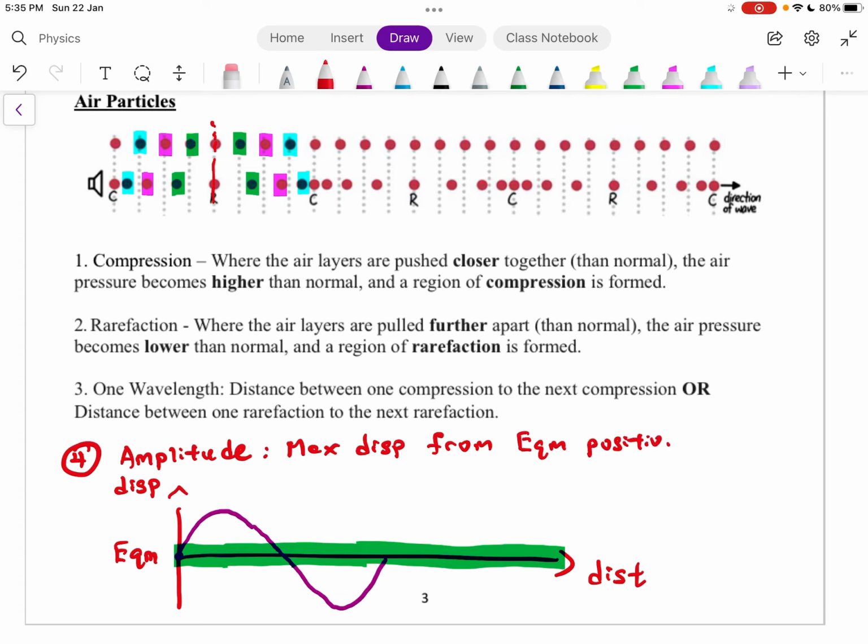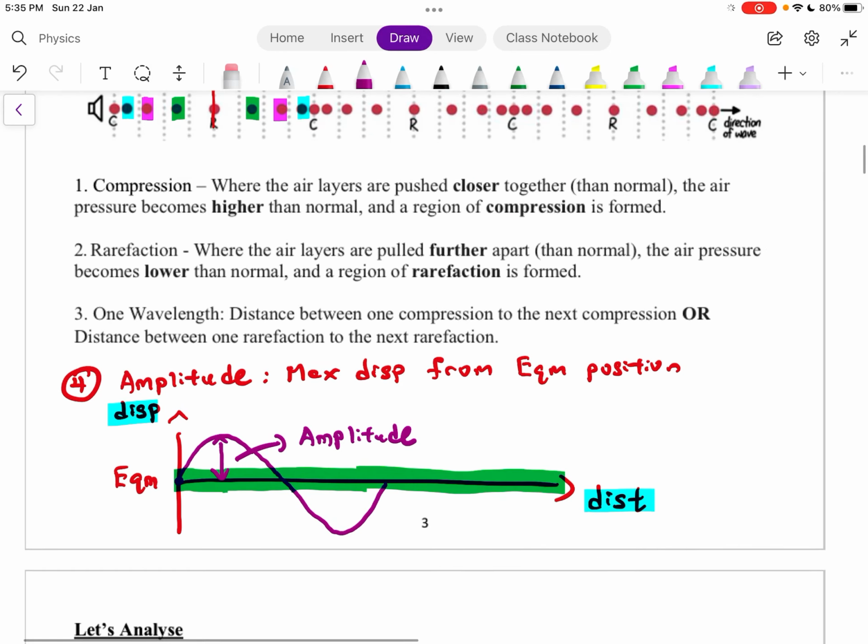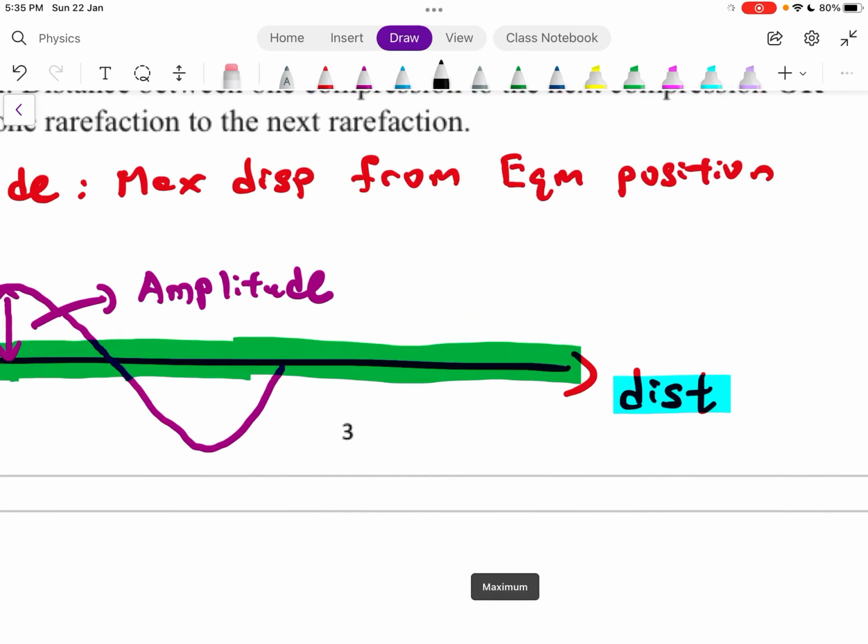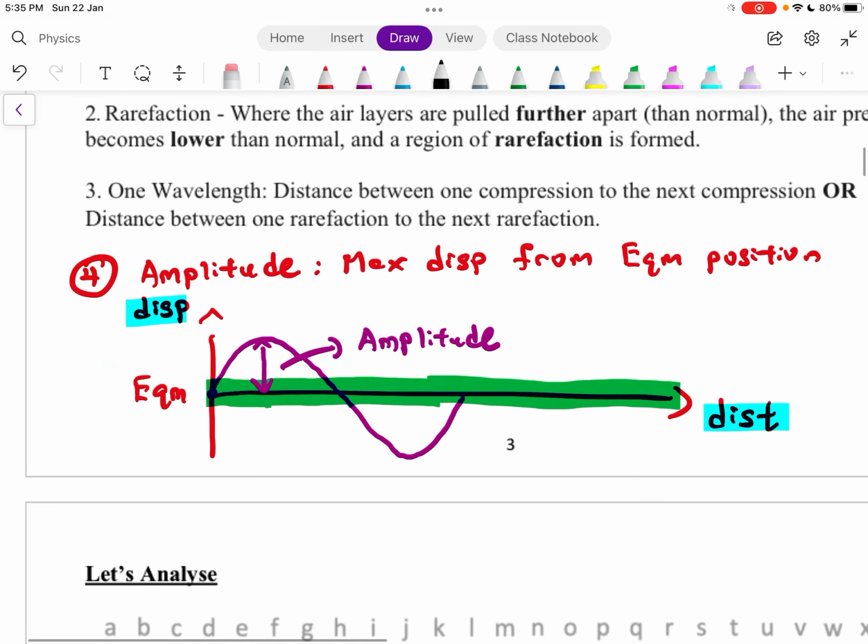If I draw the graph of displacement against distance, the green shaded line is what we call the equilibrium. The maximum displacement is from the top to the equilibrium point. This is known as your amplitude. Of course, there's one more amplitude that we can derive from this graph, this part. This part is also an amplitude.